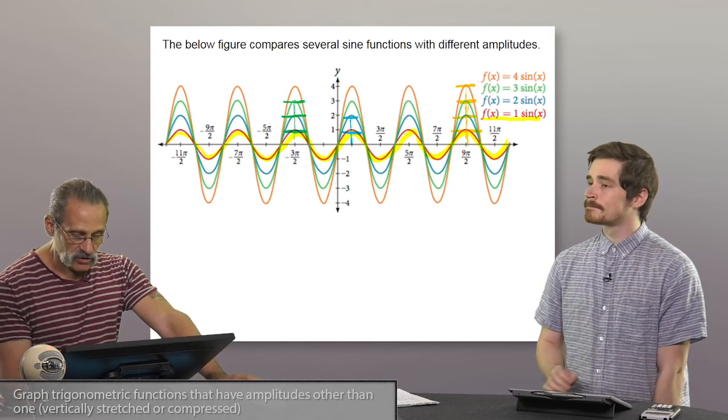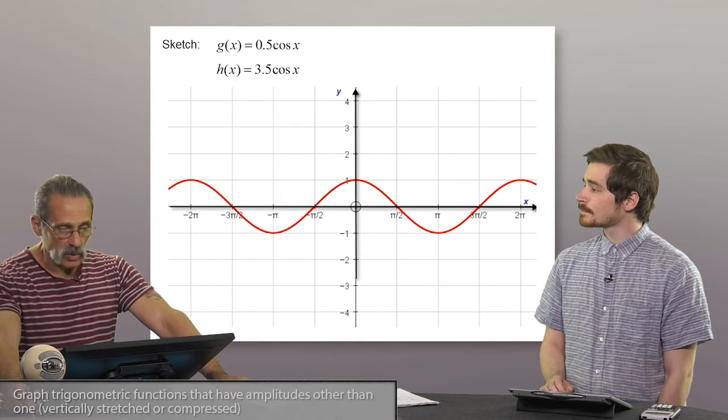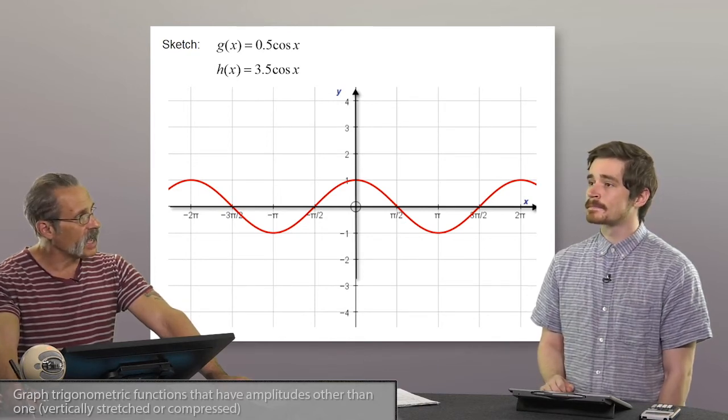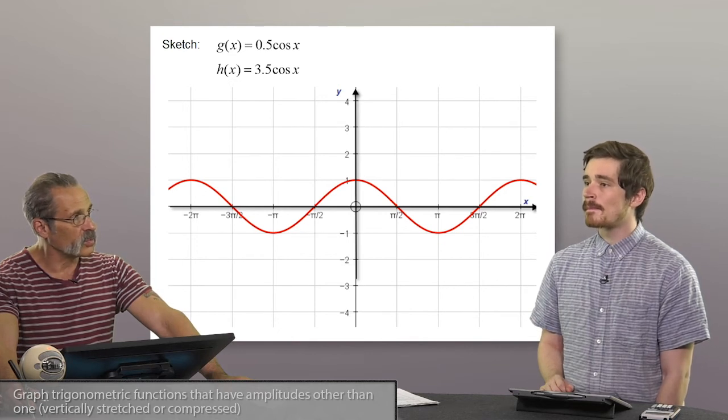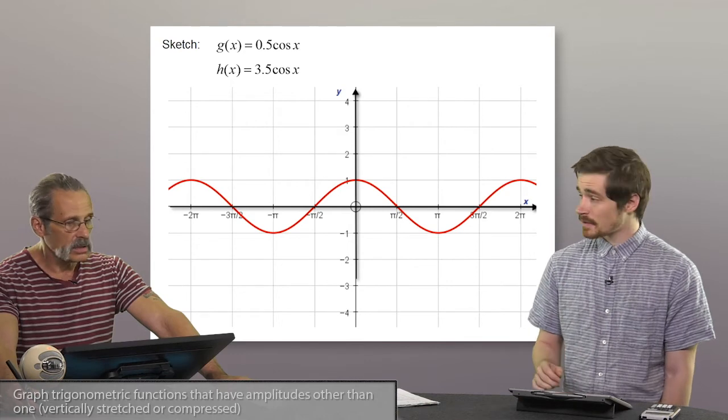So when we're focusing solely on amplitudes, if I go ahead and give you the graph of a cosine function here in red, can we graph g and h, because these are two functions with two different amplitudes? Absolutely. You want to give it a shot? Yeah, sure. Okay.